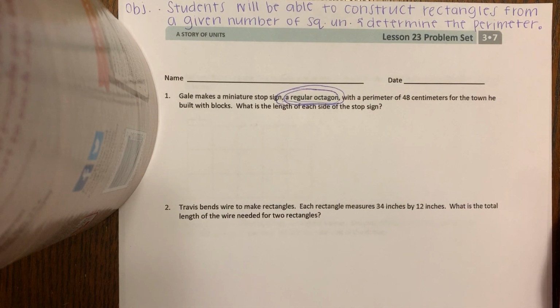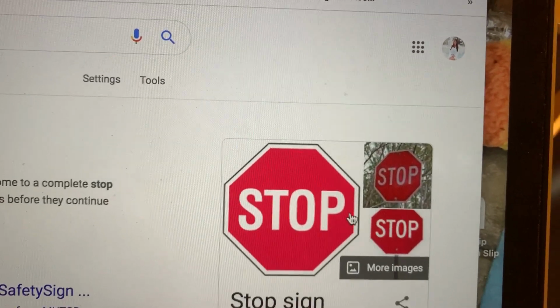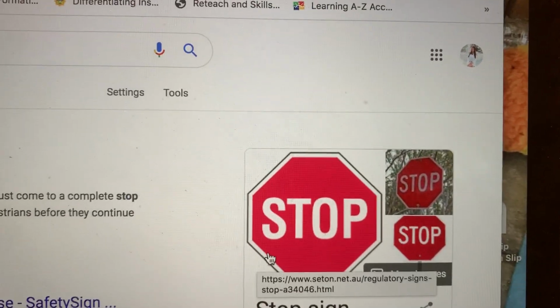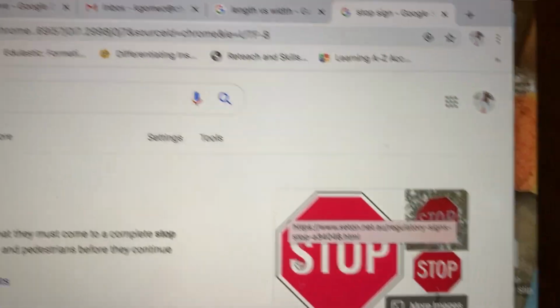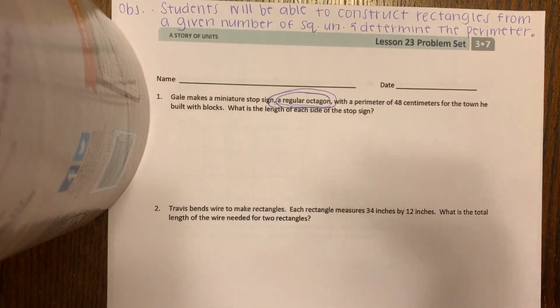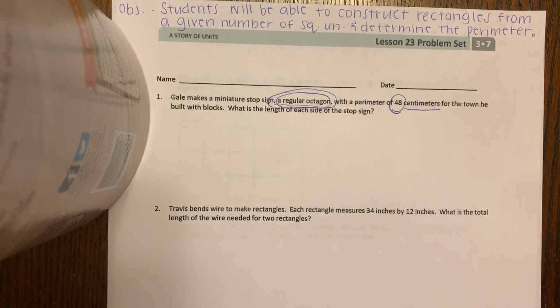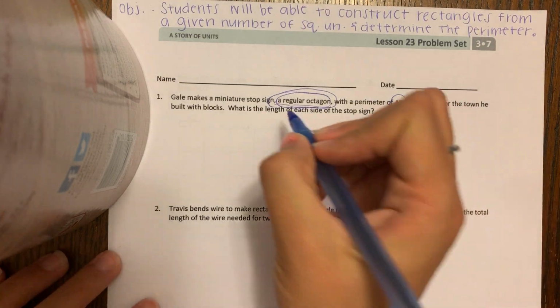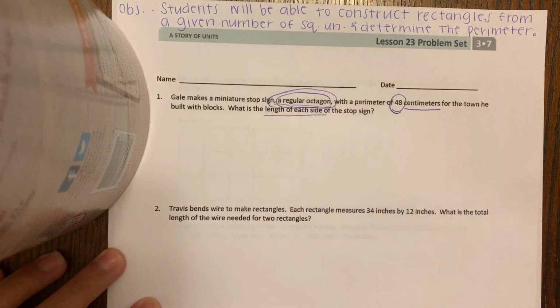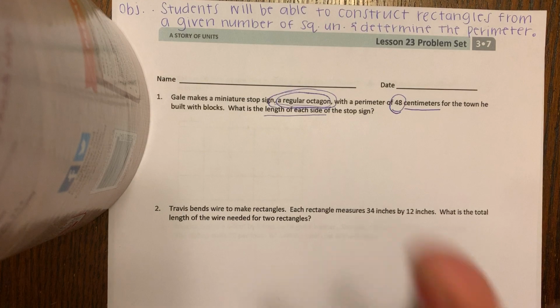So an octagon has 8 sides, just like this stop sign. So if we go 1, 2, 3, 4, 5, 6, 7, 8. So it has 8 sides, so that's what we're going to draw today with a perimeter of 48 centimeters. So that means the entire length all the way around is 48 centimeters. And it's asking us what is the length of each side. So we already know the total, but now we need to find the length of just the smaller sides.